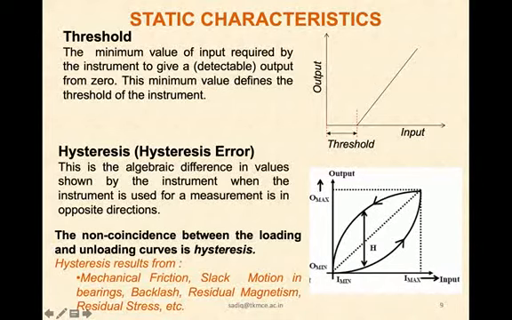Hysteresis is another parameter. This is the algebraic difference between the value shown by the instrument when the instrument is used for a measurement in opposite directions. That means, say this is the input value, and we are expecting this output here. Okay, this is some output. If it is a linear one, we expect an output here.